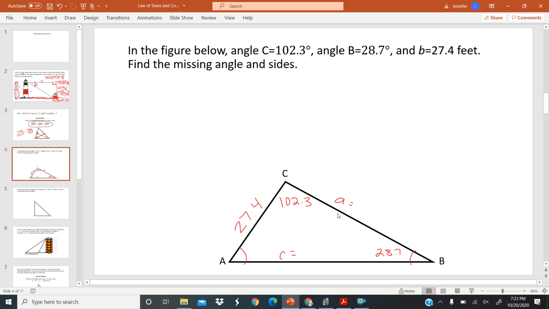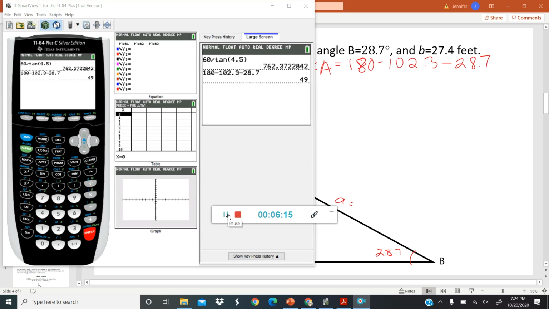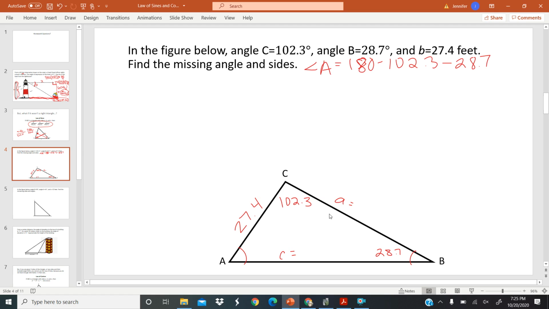Starting with angle A, that should be pretty simple because we have a triangle and we have the other two angles in it. And so we know that angle sums in a triangle are going to add up to 180. So angle A is just going to be 180 minus those other two angles, minus 102.3 and minus 28.7. When I calculate that, the amount left for angle A is going to be 49 degrees. So angle A is going to be 49 degrees.